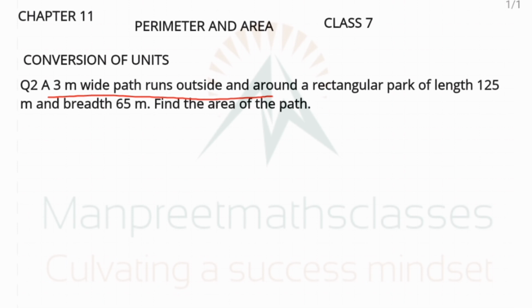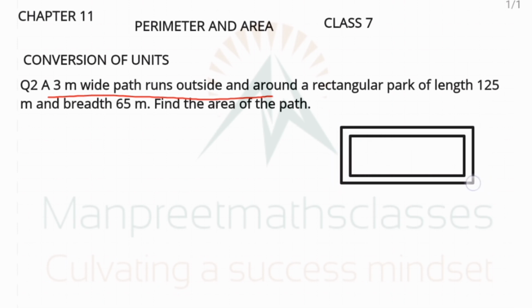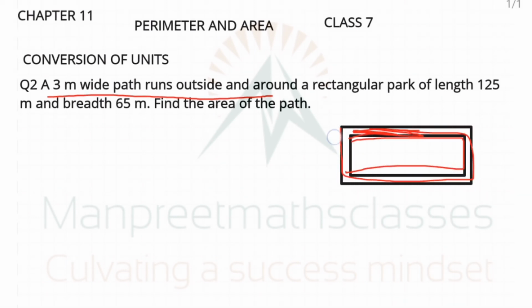So first of all we will draw a rectangular park. We'll solve the question. So this is a rectangular park. They are saying a 3 meter wide path runs around and outside the park. So it will be like this. This is the path, 3 meter wide. So now we will solve the question. We need to calculate the area of the path. So we will calculate the area of this rectangular garden and the area of the garden including the path.